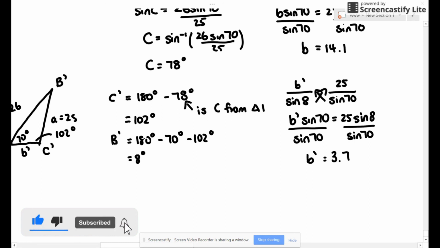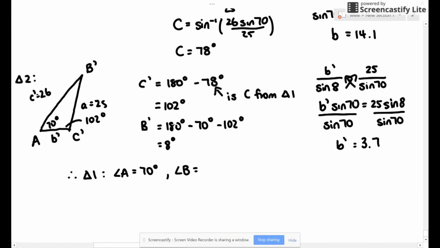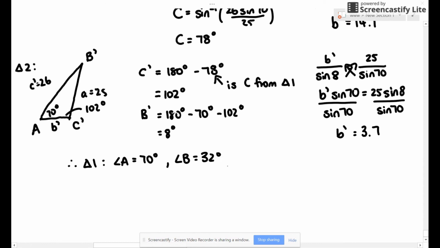All right, and because this question was just asking you to solve triangles, you're going to have to write me a therefore sentence telling me triangle 1 has these angles and sides and triangle 2 has these angles and sides as well. All right, so we're going to write our therefore sentence. So triangle 1, angle A was 70. Angle B from my first triangle was 32. Angle C was 78. Side A was 25. Side B, we figured out, was 14.1. And then side C was 26. That's for my first triangle.